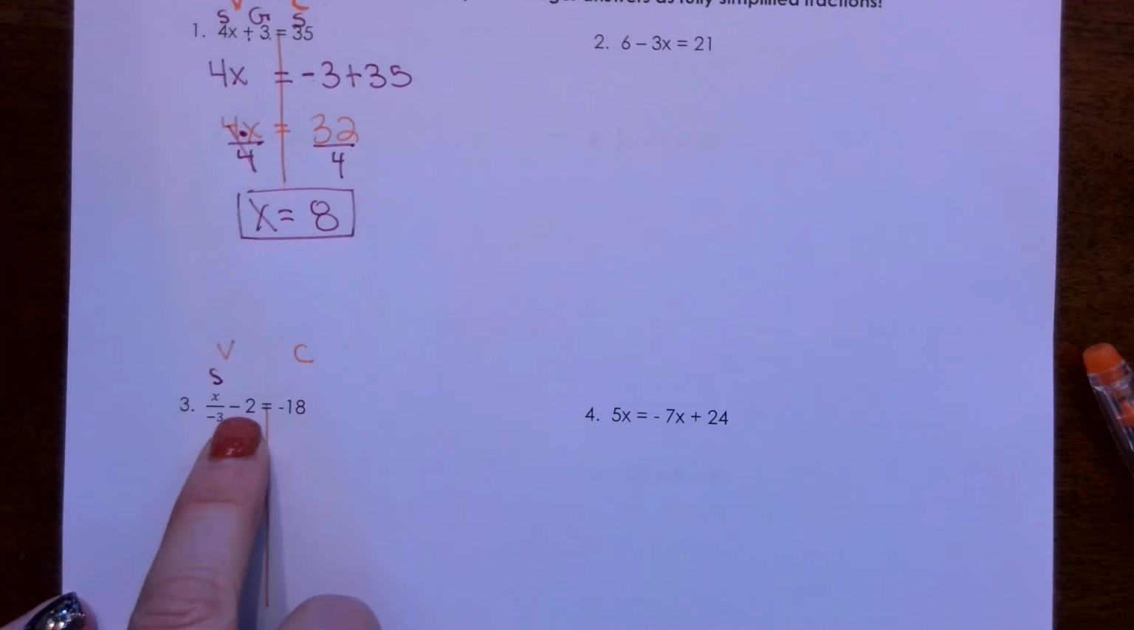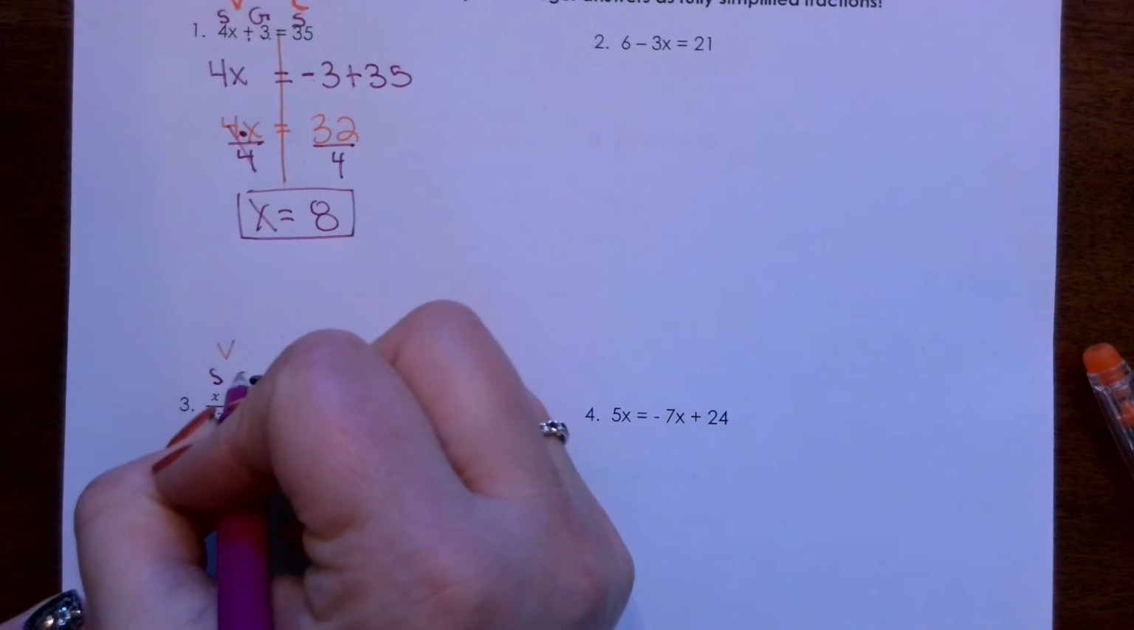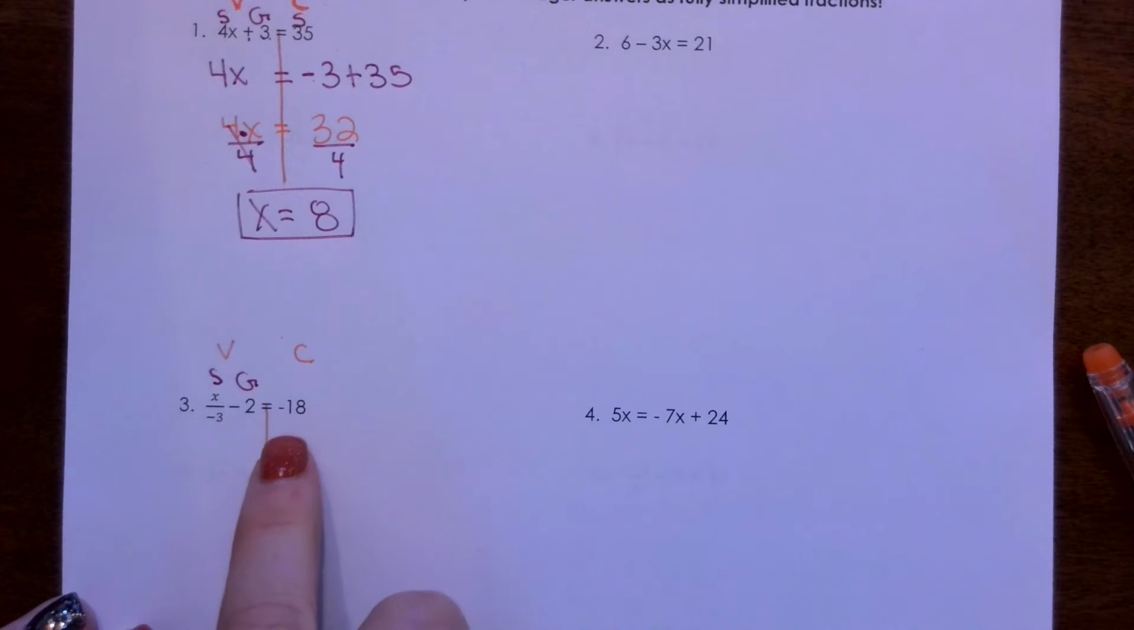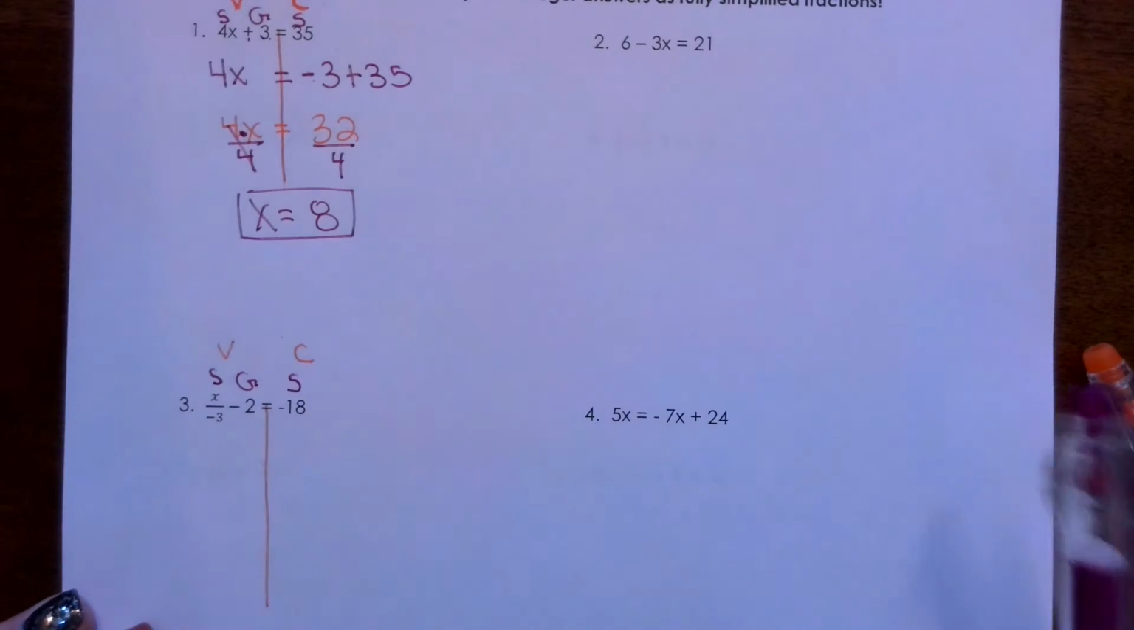I have a negative 2. I'm using that subtraction sign as a minus sign. That is a constant. I want my constants on the right. So this is going to go. And then I have a negative 18. It is on the right. I want my constants to stay on the right.